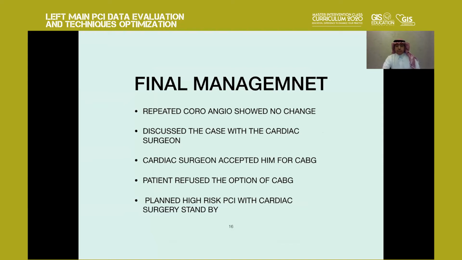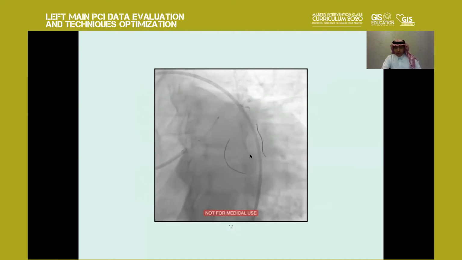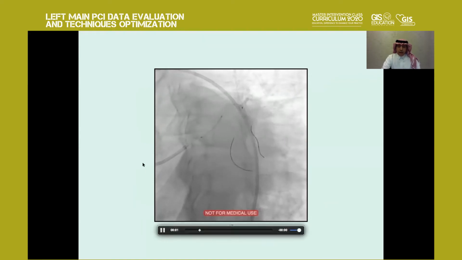And then when I talked to my patient, he totally refused the idea of CABG. And he said, I want the same procedure that I had 7 years ago. So I had to let him sign for a high-risk PCI, and I requested the cardiac surgery to be on standby. Then I went this time from the femoral approach with 7 French, just to feel a little bit more secure if something goes wrong. And I wired both the LAD and the circ.